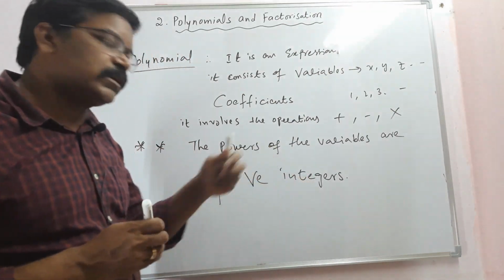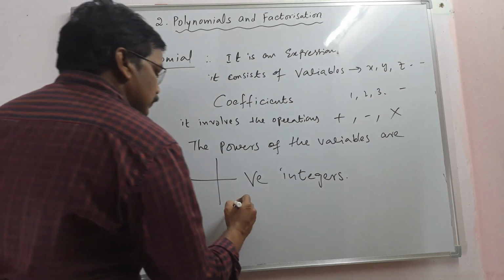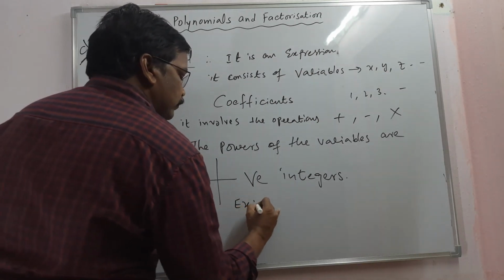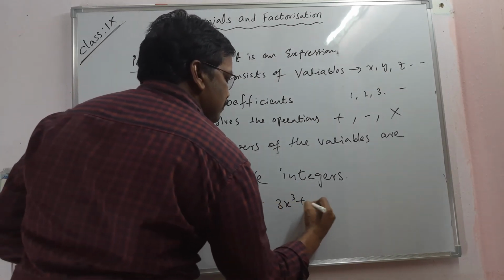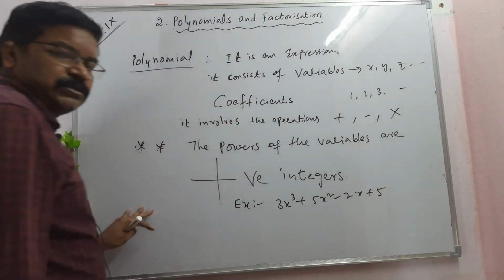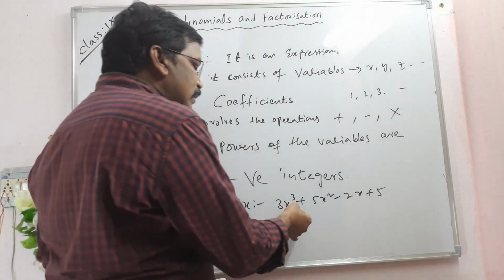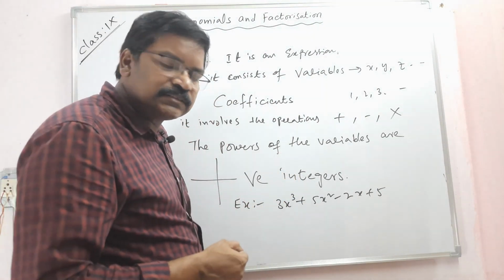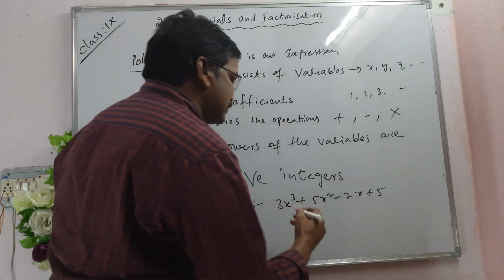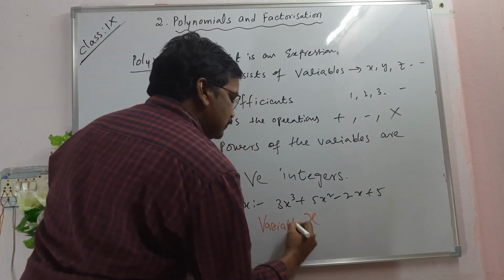It's a very important condition. I can give you an example for a polynomial. Example: 3x cube plus 5x square minus 2x plus 5. This is a polynomial. Here, what is the variable, students? Here, the variable is x. X is called the variable.